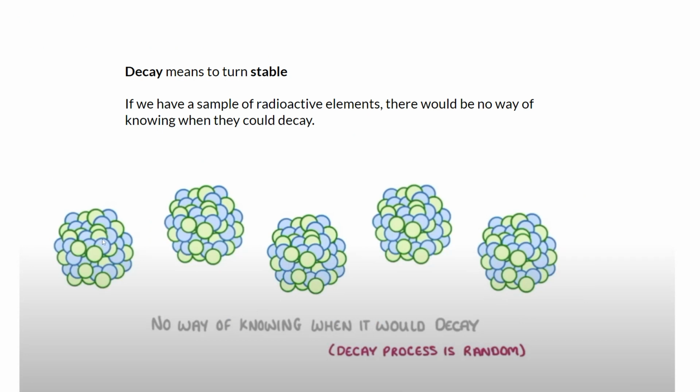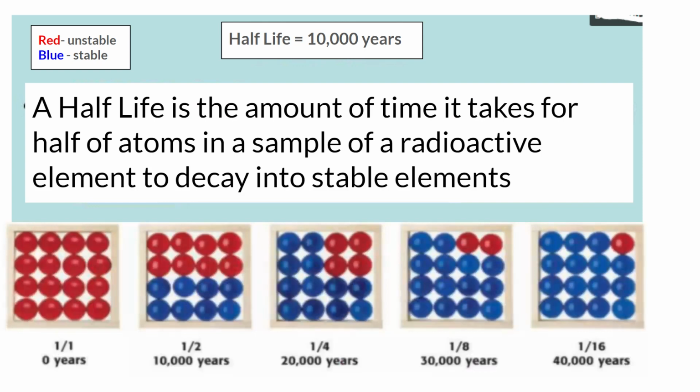Let's say I have a sample of radioactive elements, radioactive isotopes, and all these isotopes want to turn stable. The thing is, we don't know when each individual isotope will turn stable. However, what we do know for most isotopes is how long it will take half of my sample to turn stable. So we call this a half life. Half life is the amount of time it takes for half of the atoms in a sample of radioactive elements to decay into stable elements.